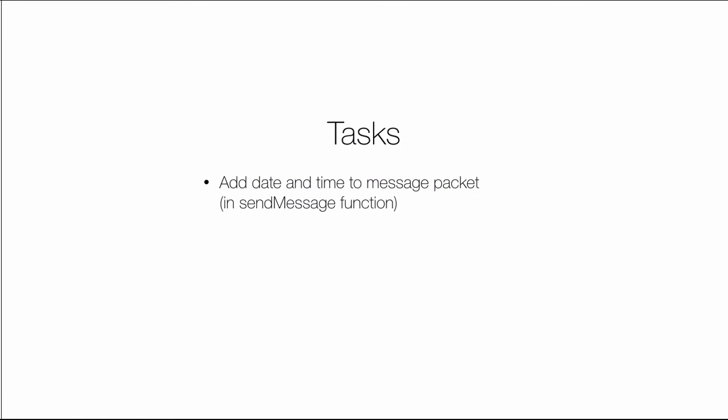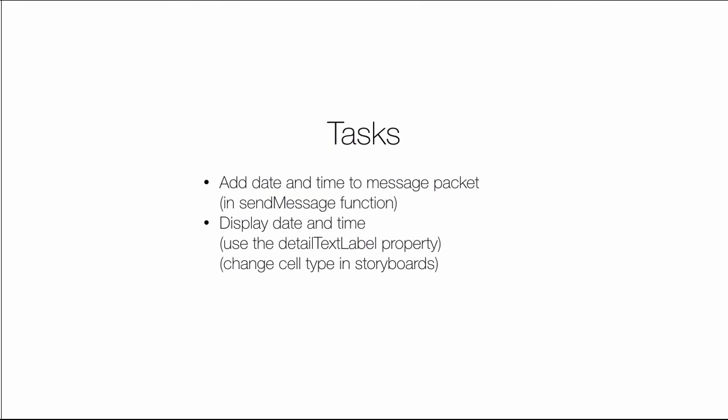Now, these can be separate. You can have a separate date and time, or you can lump them together. Totally up to you. And recall, I've already set up that array data structure for you, so you don't really have to think about it that much. Then, once you've done that, you actually have to display the date and time like any messaging app would. You want to know when the message was sent. So, what you're going to do is use the detail text label property in the standard cell in your table view. And to do that, you will need to change the cell type in storyboards, or you'll get a crash when you try to write to its text property.